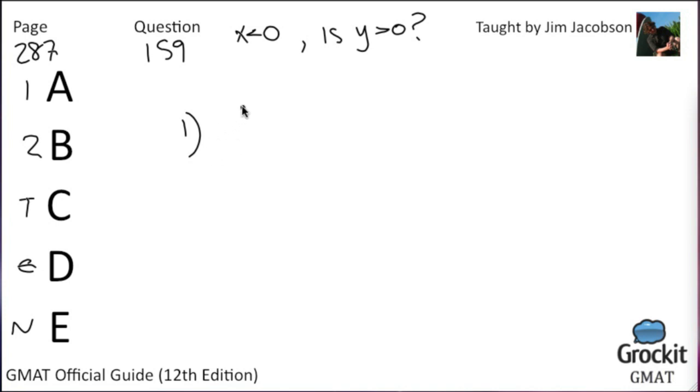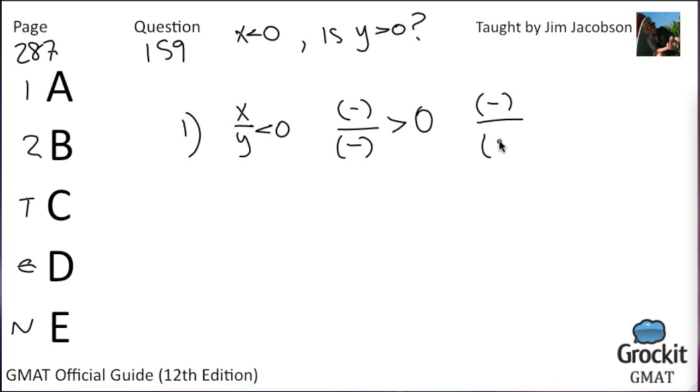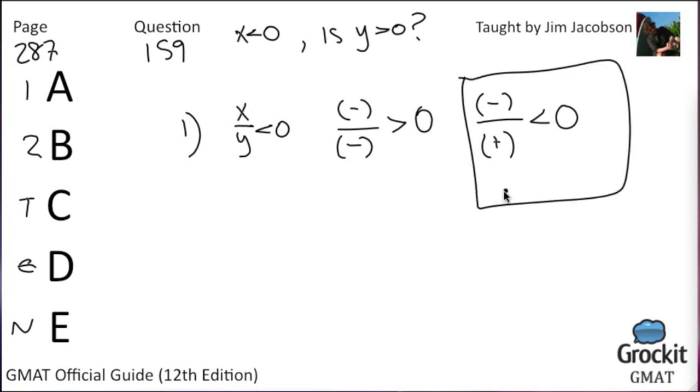So, statement 1 tells us that x divided by y is less than 0, which tells us that x divided by y is a negative number. And we know that x is negative. The question is, is y greater than 0? Is y negative? If y is negative, then a negative divided by a negative equals a positive, which is greater than 0. If y is positive, a negative divided by a positive is less than 0. And since x divided by y is less than 0, and we know that x is negative, y must be positive. So this is sufficient to tell us yes. So statement 1 is sufficient. We can cross off B, C, and E.